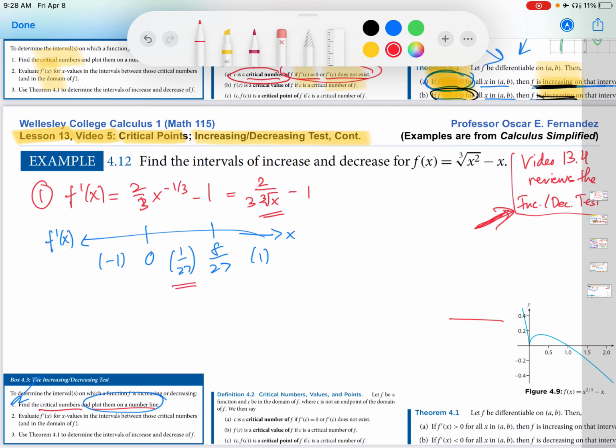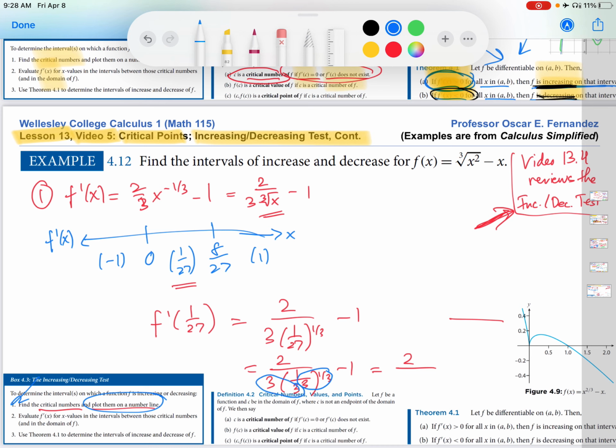And that's why I chose 1 over 27 here. 27 is 3 cubed. So f prime of 1 over 27 would be 2 divided by 3 times 1 over 27 to the 1/3 minus 1. Okay, so 1 over 27, this is 1 over 3 cubed to the 1/3. So once again, those 3's here go away. 1/3 times 3 is 1. And then these 3's go away. 3 over 3 is 1. So I get 2 over 1 minus 1 equals 1. So positive. All right, so for 1 over 27, I put a plus in my sign chart. In other words, the derivative is increasing at that point and between these two numbers.